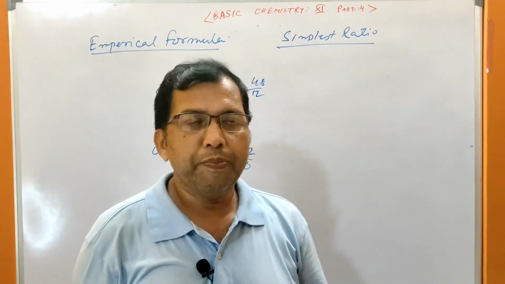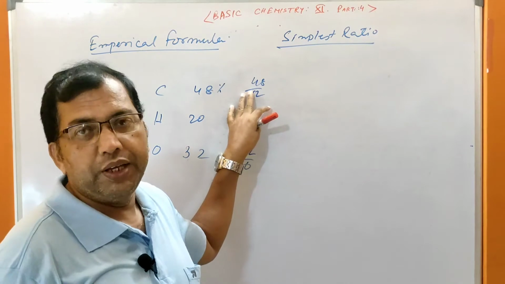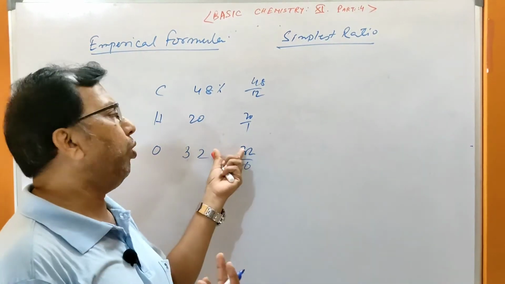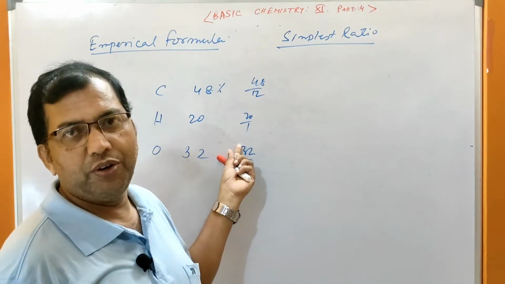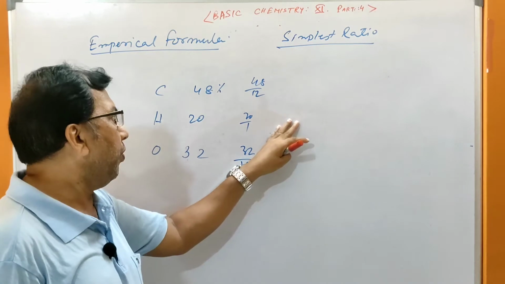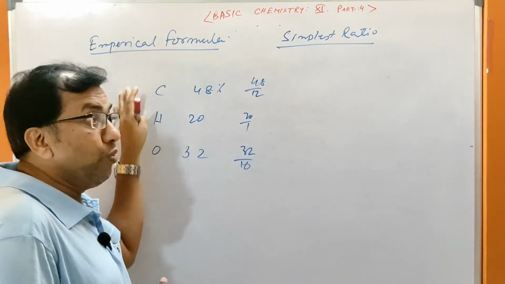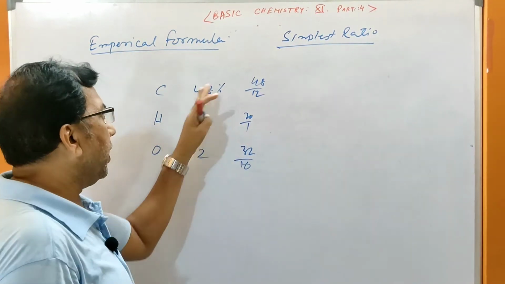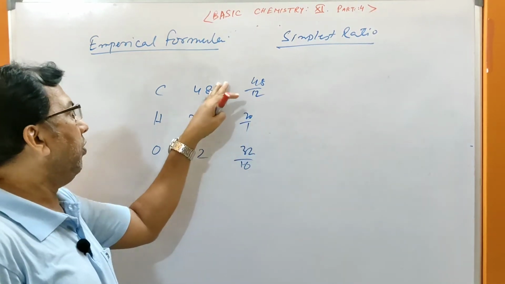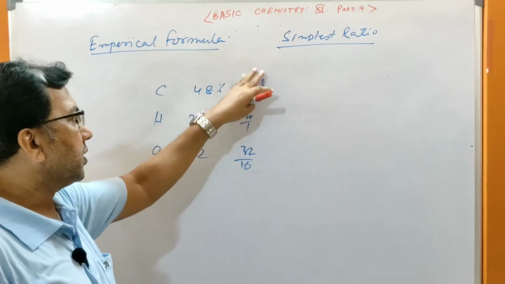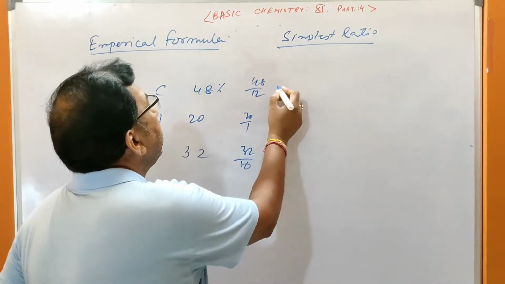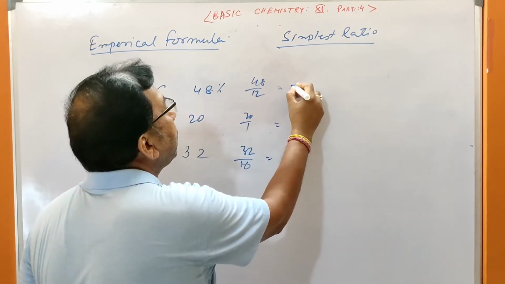Divide the percentage by that atomic mass. Why? It gives the relative number of atoms. That is the number of moles of different atoms, the different elements present in the compound. The compound made of C, H, O, that compound's number of moles it will tell. Why? When you divide the percentage by its atomic mass.